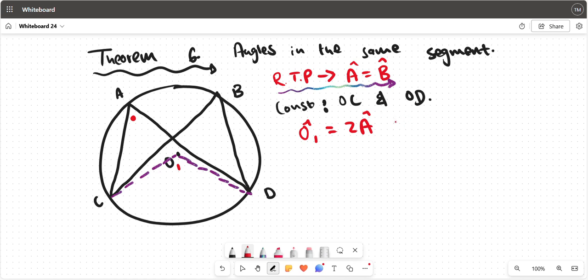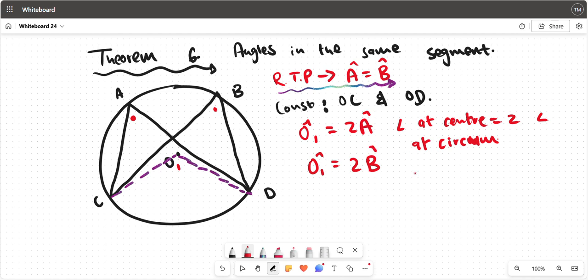And what is my reason for this? Angle at center equals twice angle at circumference. That's your reason for saying that, right? Then I'm going to assert again that the same O1, if you're looking at B, is also equal to twice B. So O1 is equal to twice B. Same reason: angle at center equals twice angle at circumference.